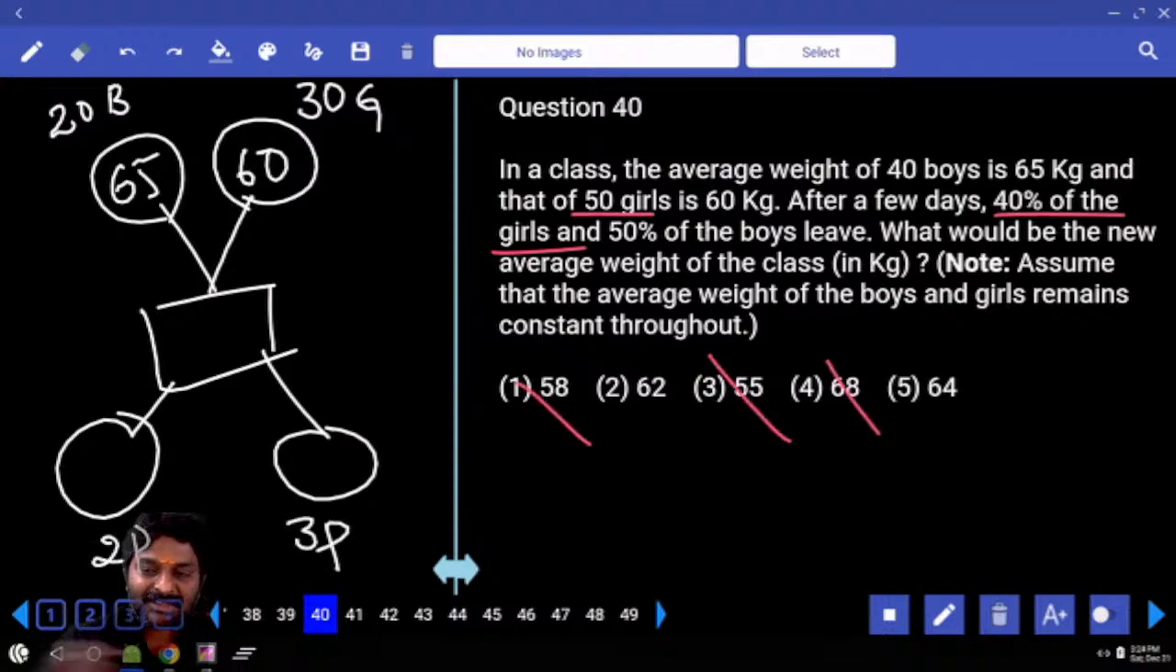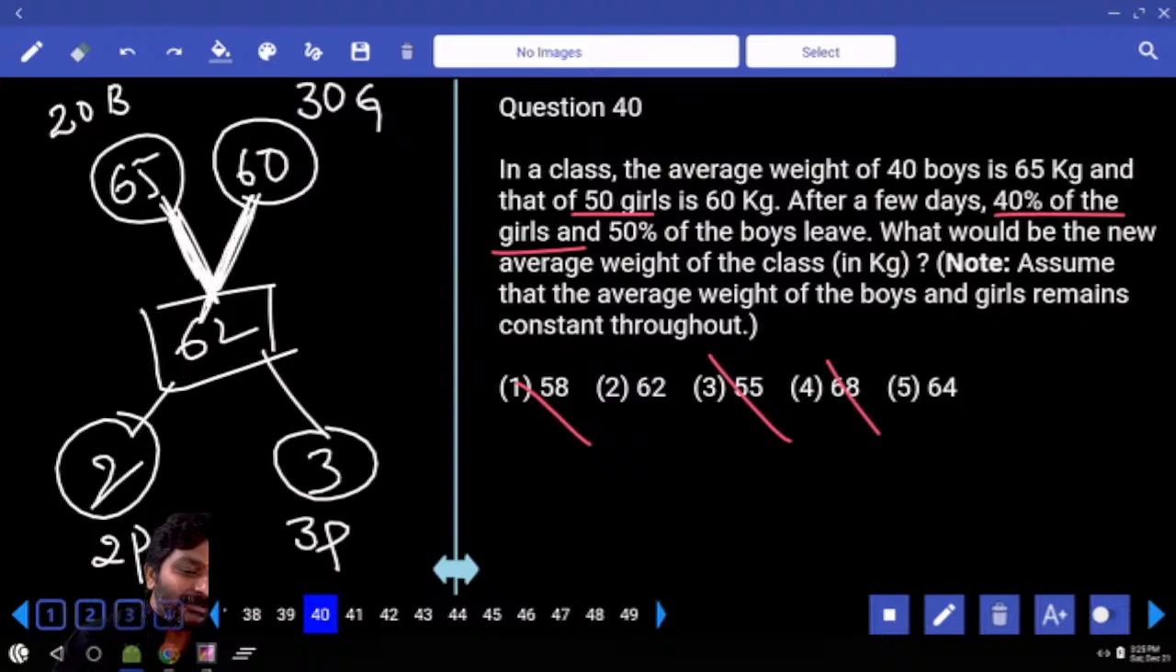And you know that the answer is either second or fourth. Either you prove one is right or you prove one is wrong. What should I pick? Second or fifth? If I take 62 here, 65 and 62 difference, 62 and 60 difference, is the ratio equal to 2:3? Second is final. If not that, fifth option, 64, final answer.